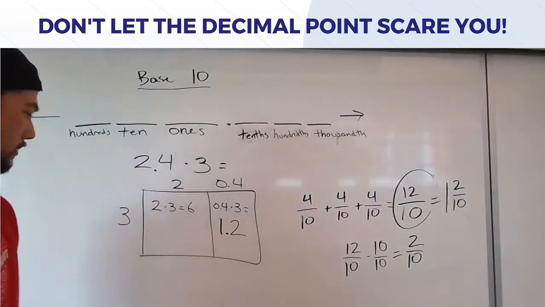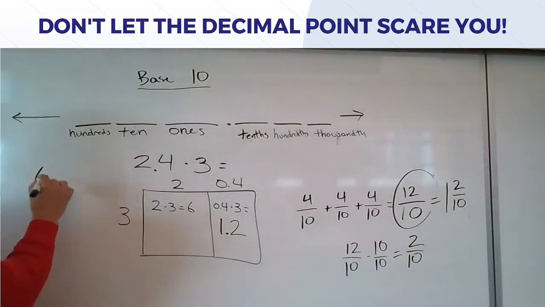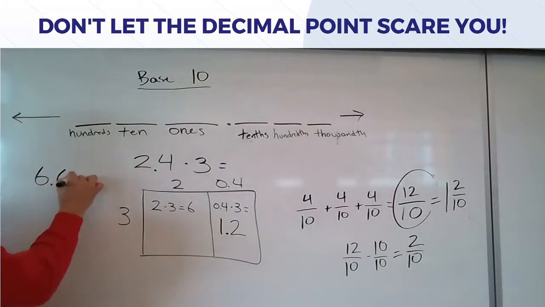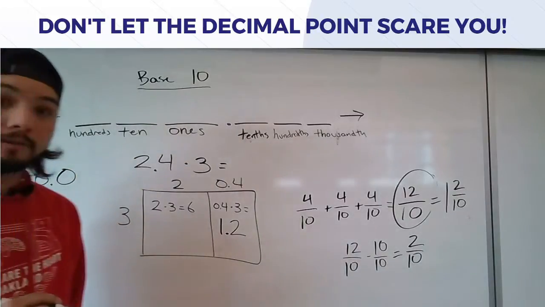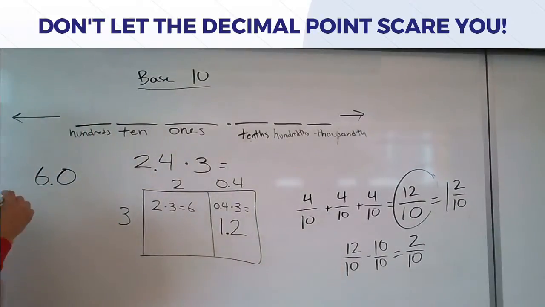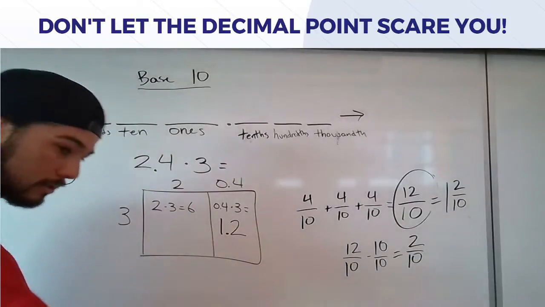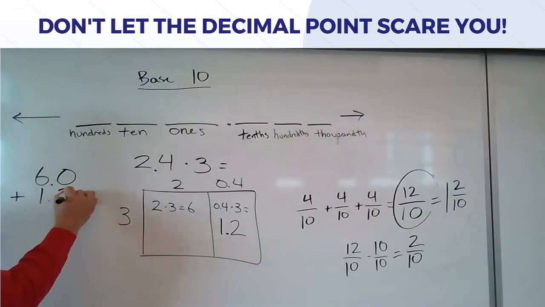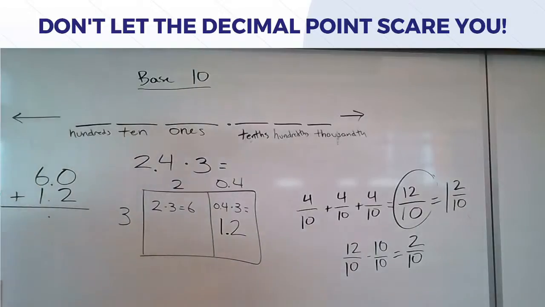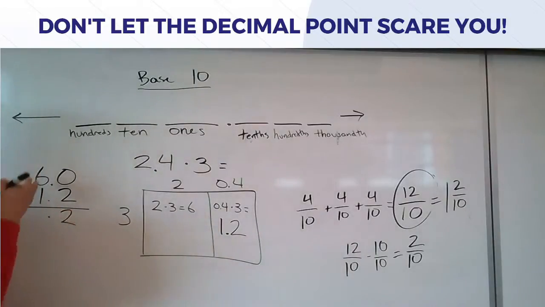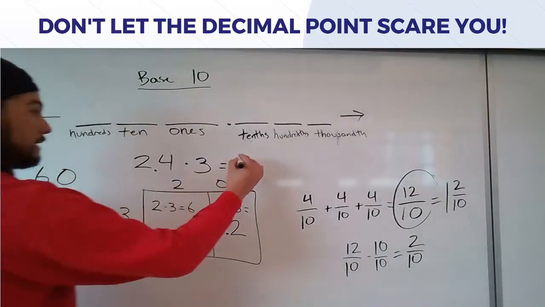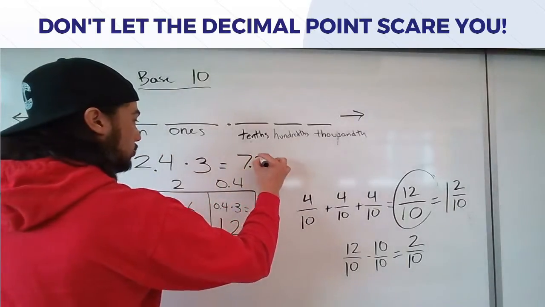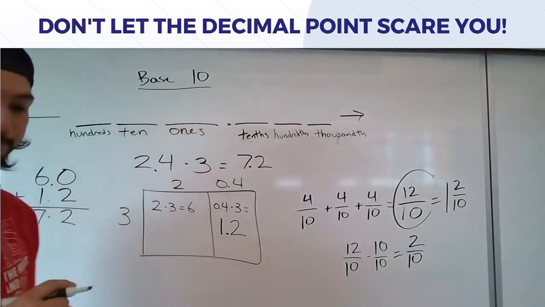Yeah? Now we can add 6, and I'm going to put 6 and 0 tenths to remind myself that there's a tenths place there. 6 and 0 tenths plus 1 and 2 tenths. Now add the tenths together. How many tenths do you have? Add the ones together. How many ones do you have? For a final answer of 7 and 2 tenths.